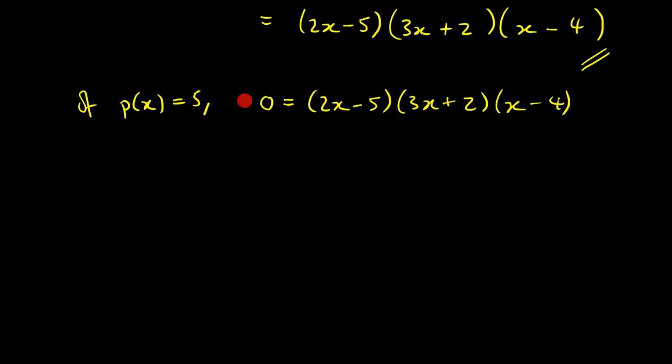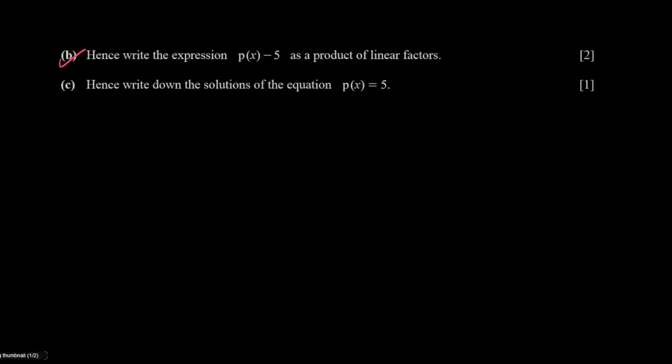Well, this thing will be equal to 0 only when that's equal to 0, or that's equal to 0, or that's equal to 0. So if 2x minus 5 is equal to 0, x must be equal to 5.2. If 3x plus 2 is equal to 0, x is negative 2 upon 3. And if x minus 4 is equal to 0, x must be equal to 4. Okay, so that will be our answer for part C, writing down the solutions of that equation.